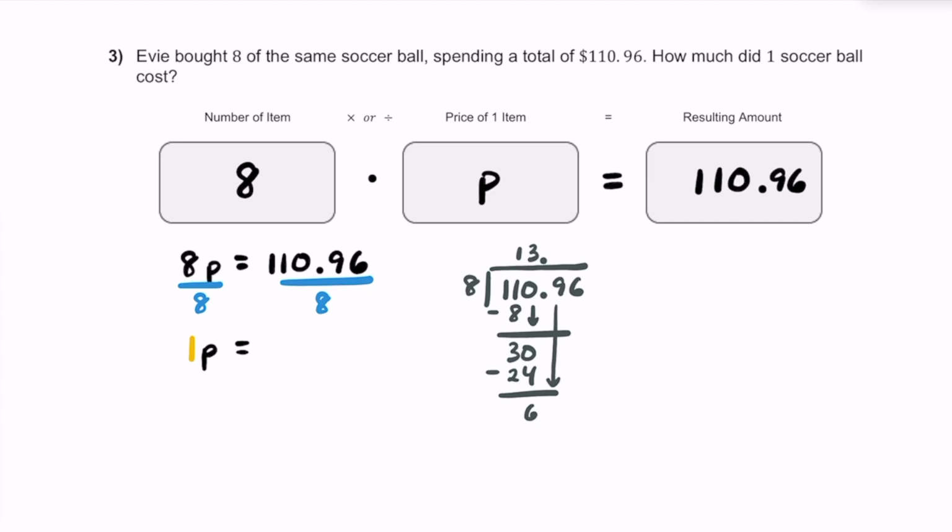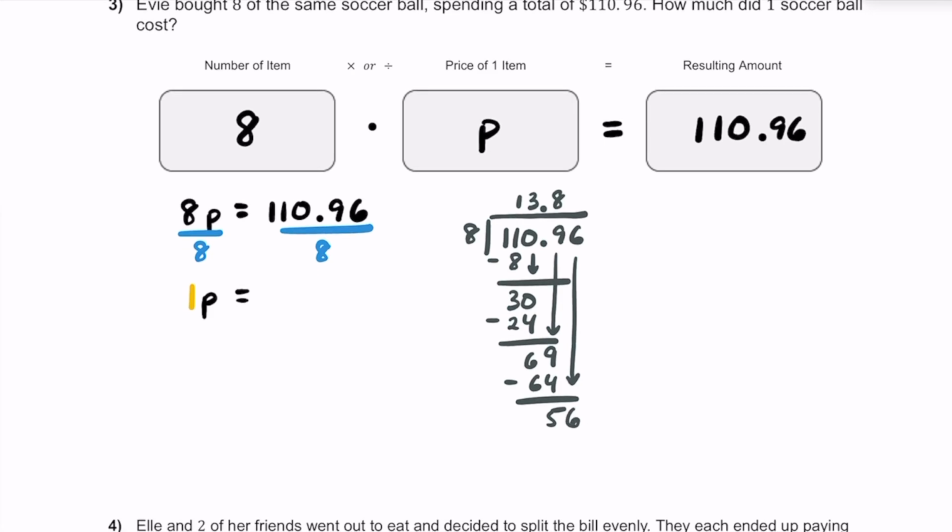And let's bring this 9 all the way down here. Now 8 times 8 is going to be 64. That's as close as we can get. Our remainder here is going to be 5. And if we bring down this 6 over here, we can see that we're going to have 56, and 8 times 7 is going to be 56. So we can see this goes in perfectly.